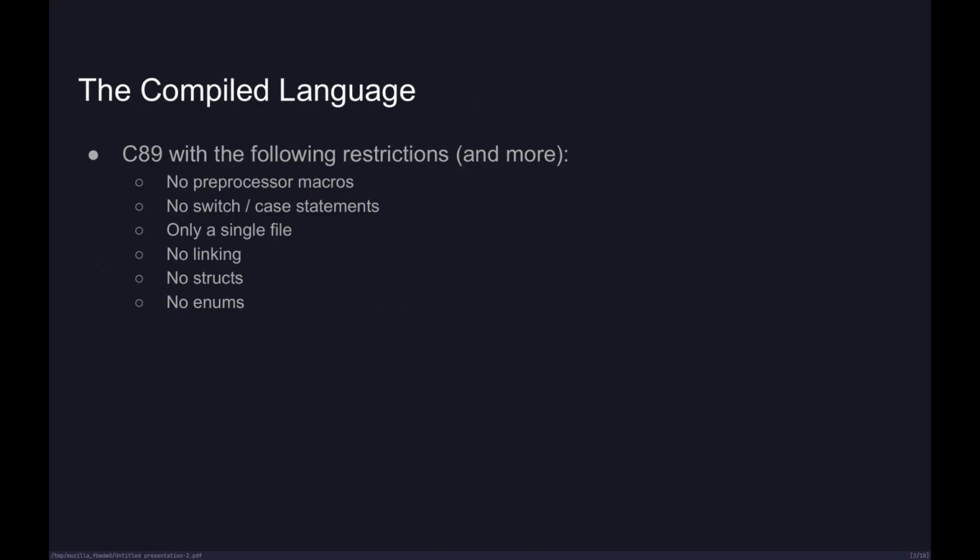Okay, so what language are we compiling? We are compiling C89 with the following restrictions and some other ones which are less noteworthy. So we have no preprocessor macros, no switch case statements. Only a single file is allowed as input. We don't link, so you can't link your standard library, although we do have access to syscalls, which let you do quite a bit. There's no structs and no enums.